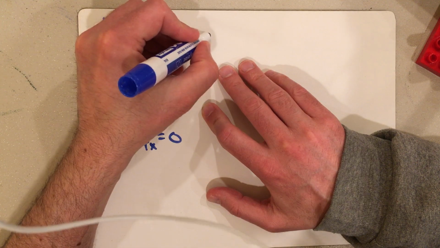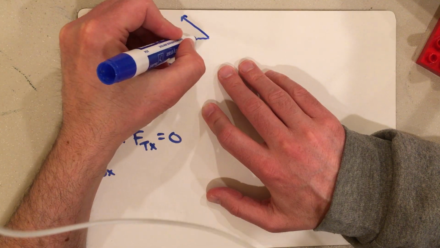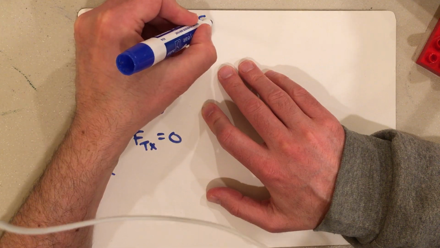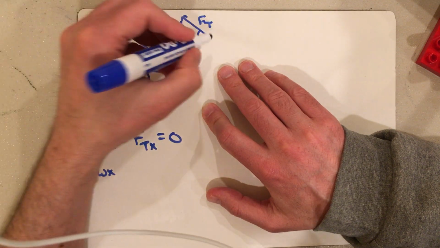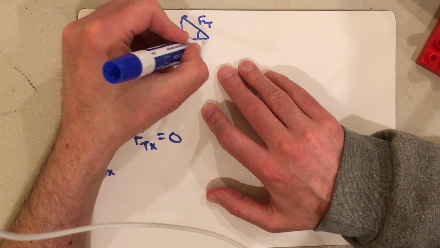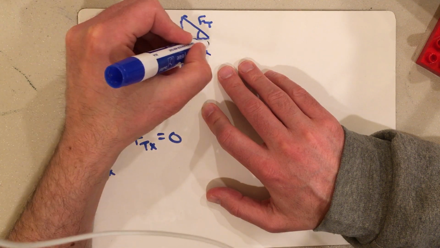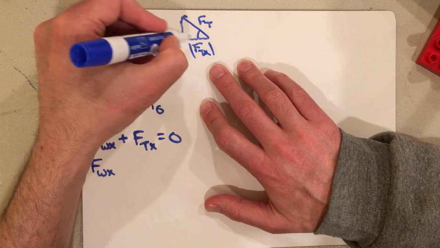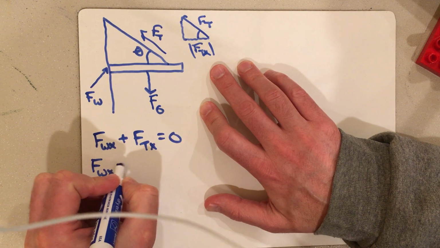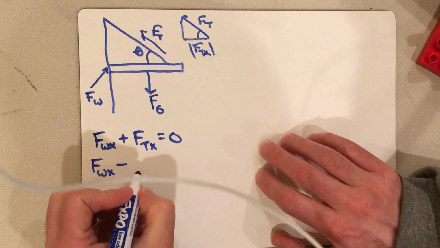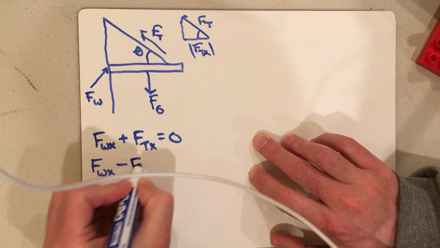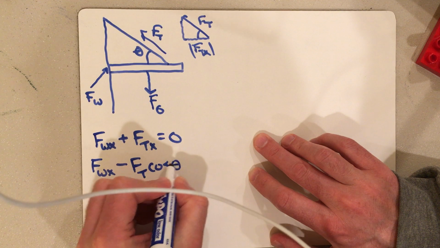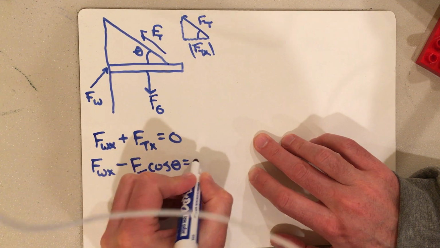If I do a vector diagram here, here's my triangle. This is Ft. That's the angle theta. I know this down here is Ftx, technically the absolute value of it. So that means that's the adjacent side. This is going to be minus because it's going to the left. So this is minus Ft. Adjacent means cosine. And that has to equal 0.